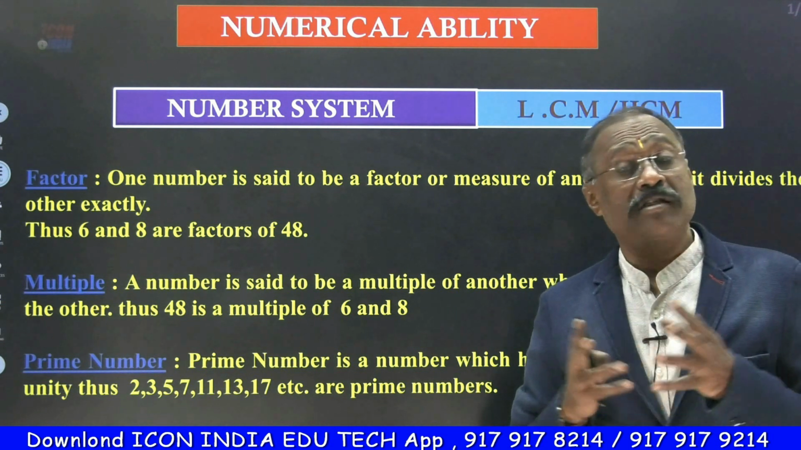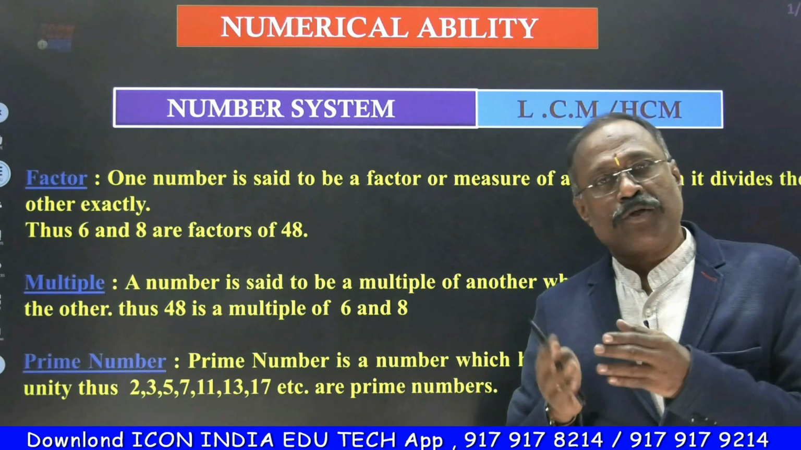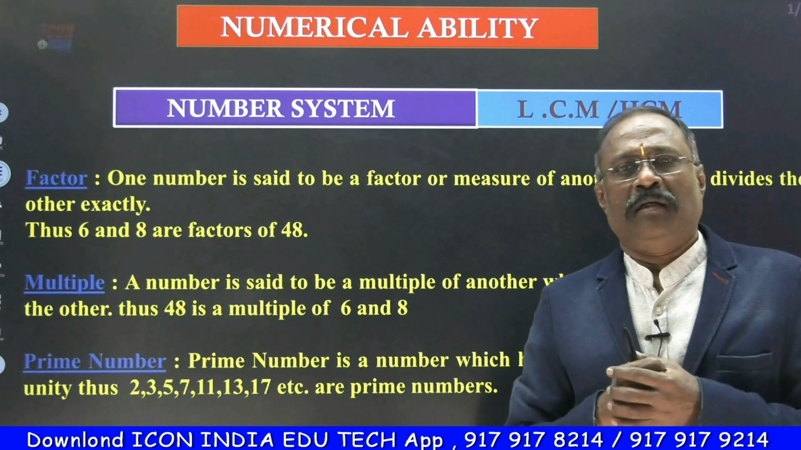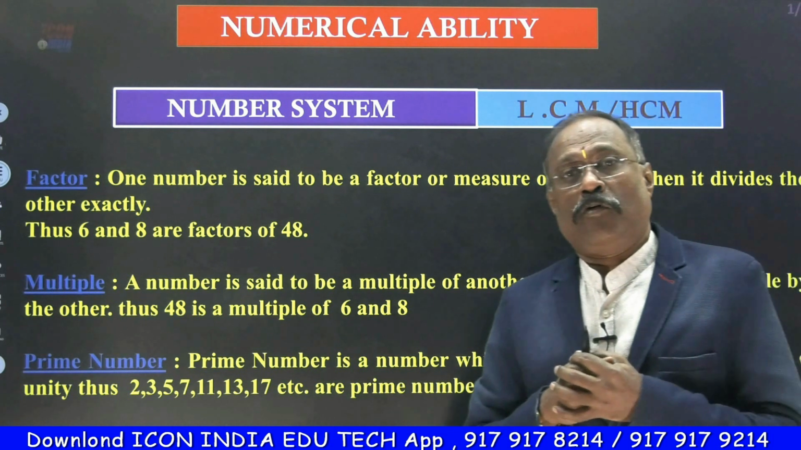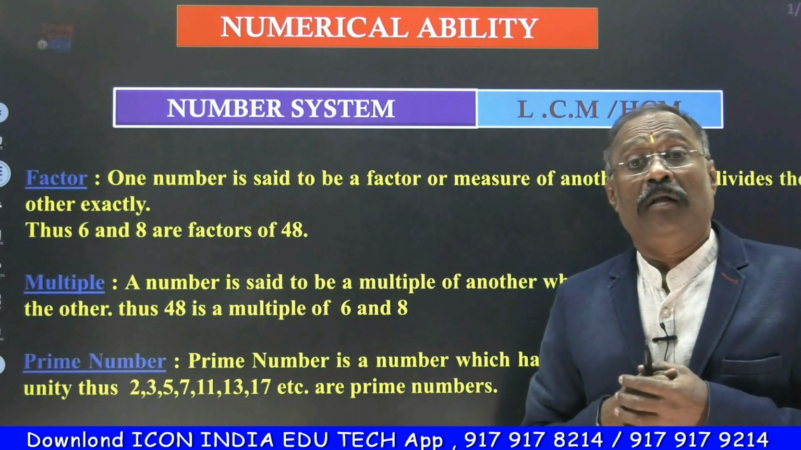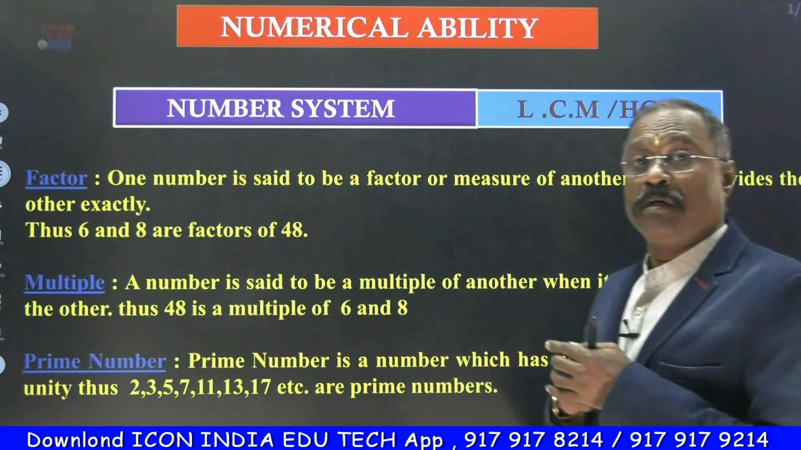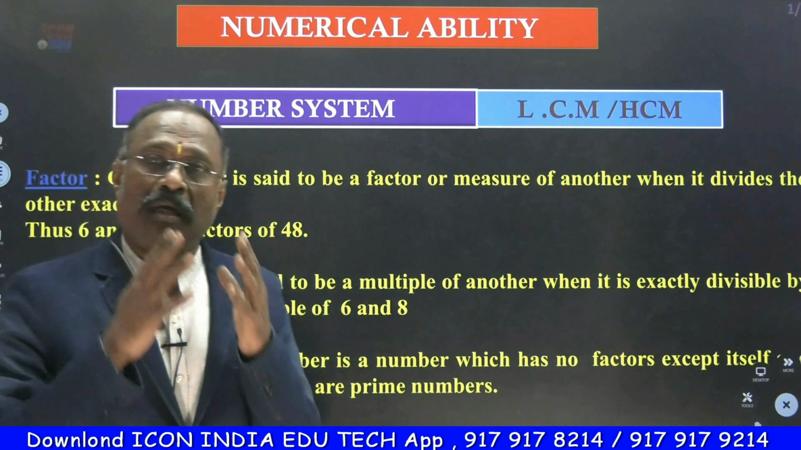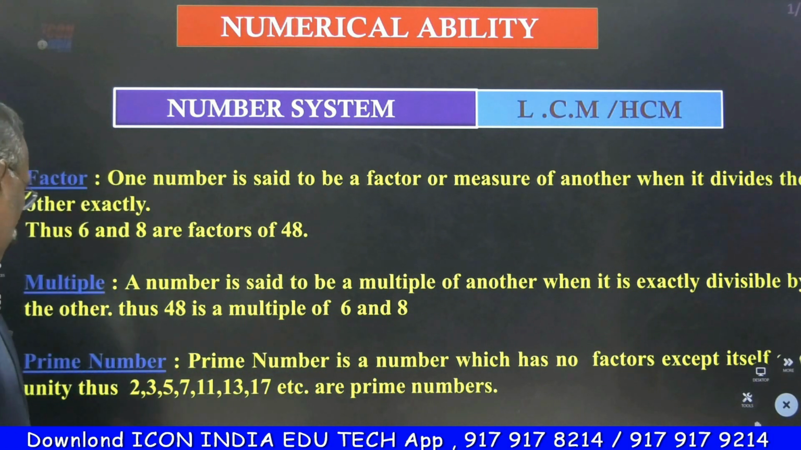If you take 4, it is not a prime number, it is a composite number which can be written as 1 into 2 into 2. So 1 is always a factor of every number, and here there is another factor 2 also there for 4. So 4 is a composite number, and 2 and 3 are prime numbers. So the prime number is that number which has the factors 1 and the number itself. Let us move to the next part of it.